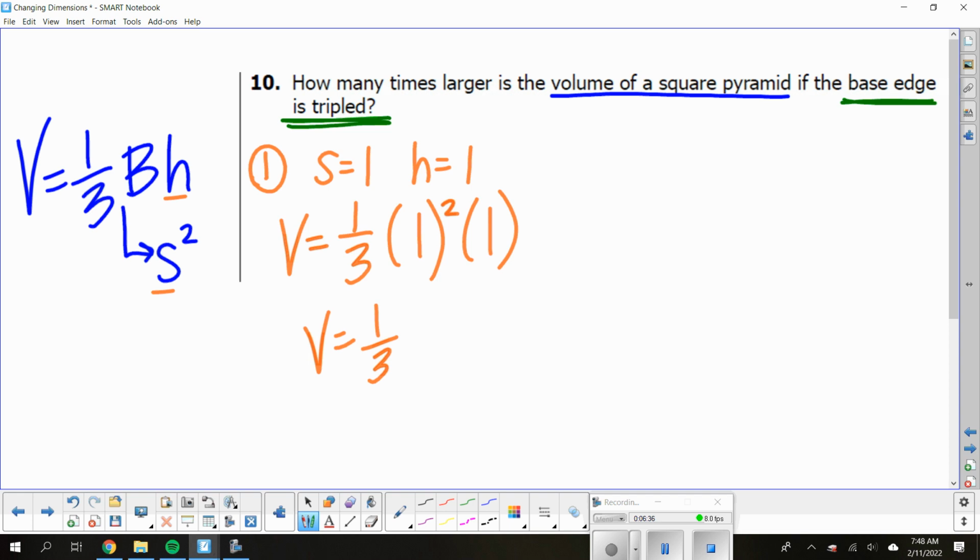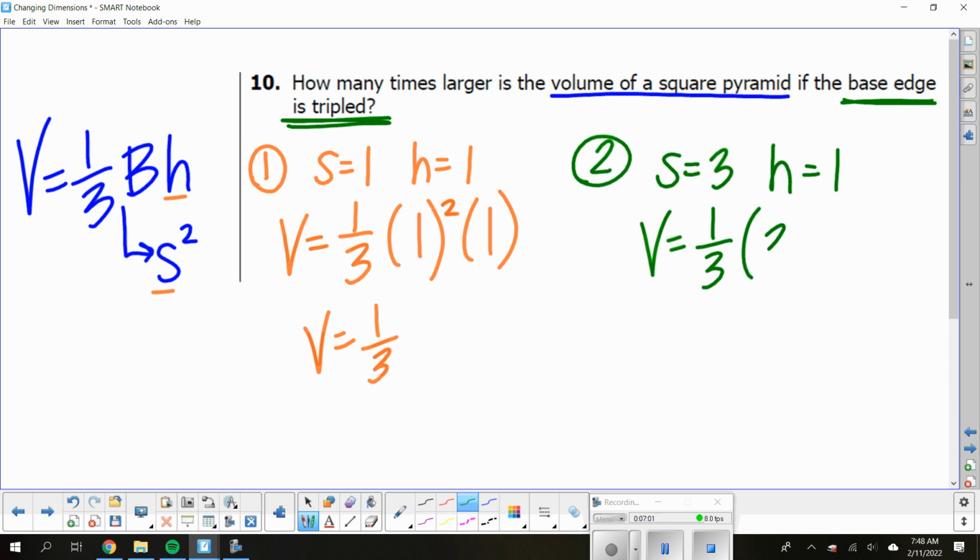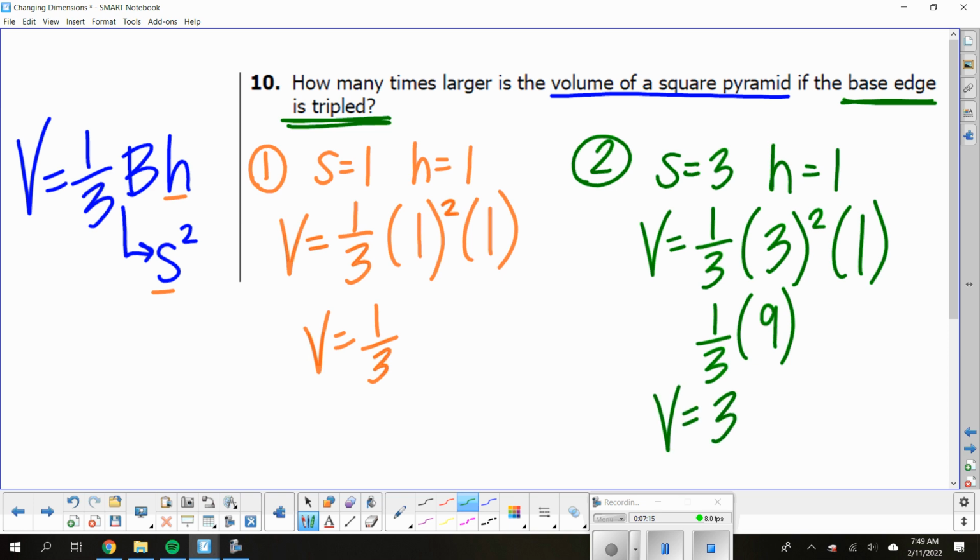On my second scenario, that is where I'm going to triple my base edge. The item that's changing is my base edge, which is my side, not my height. So my side is getting tripled. If my side was 1, tripling it, 1 times 3 is going to be 3. And my height stays the same, they didn't tell me my height changed. So now I'm going to run the volume, where I take 1/3 side squared times my height, 1. Well, this is 1/3 times 3 squared is 9, and times 1 doesn't change it. 1/3 times 9 is going to give me a volume of 3.